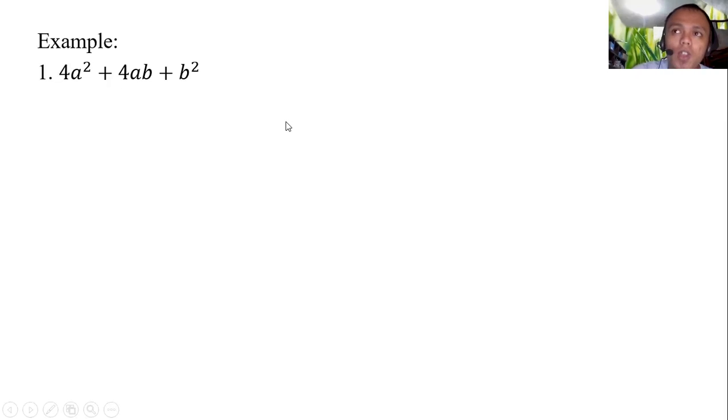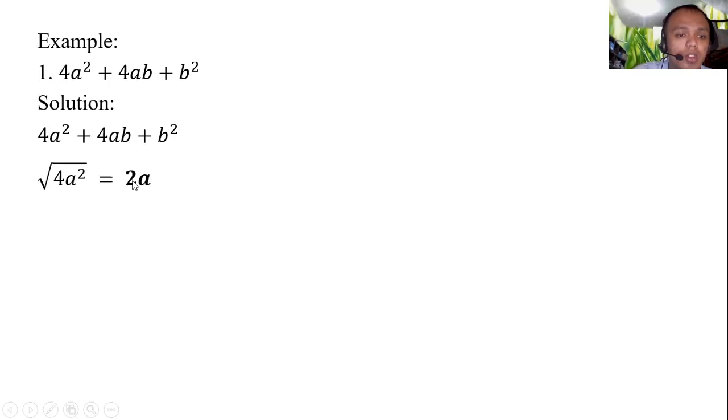Now, to factor, get the square root of the first term. What is the square root of 4a squared? That is 2a. The square root of b squared is b. Now we have 2a and b. What is the sign of the middle term? Plus, positive. So plus there. And then enclose in parentheses, then raised to 2.